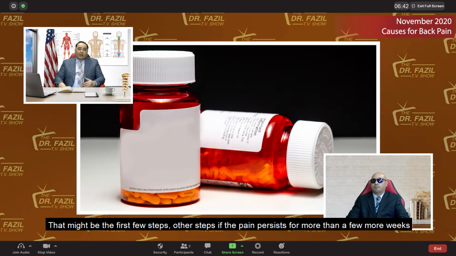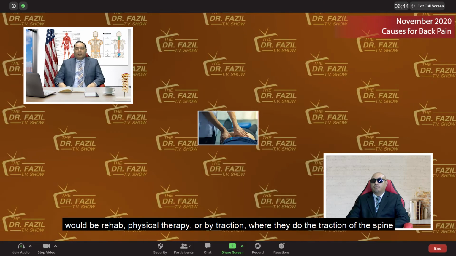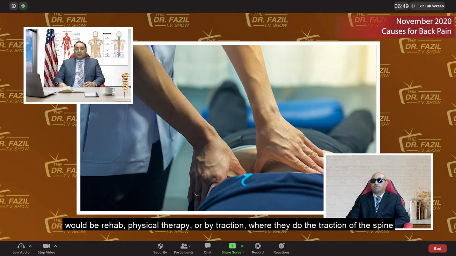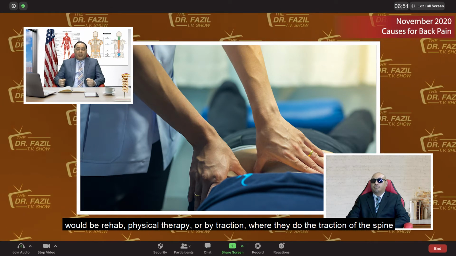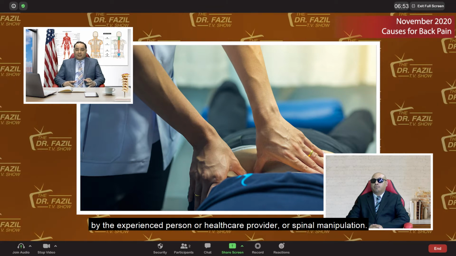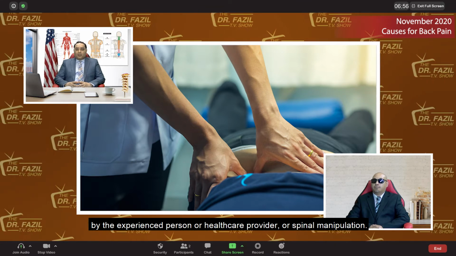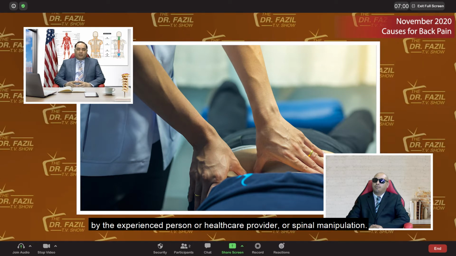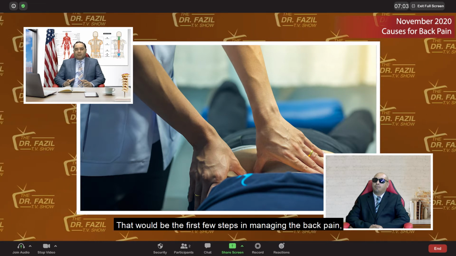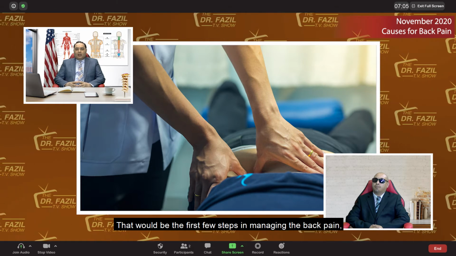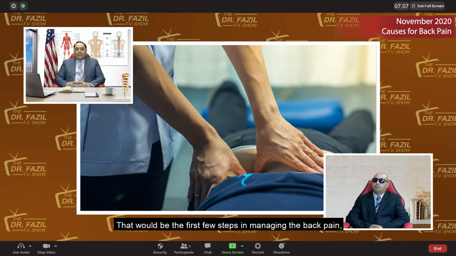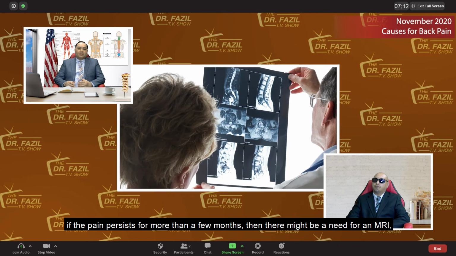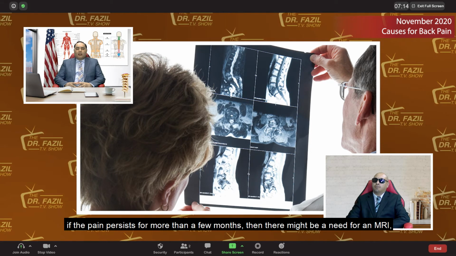Other steps, if the pain persists for more than a few weeks, would be rehab, physical therapy, or traction, where the spine is tractioned by an experienced person or healthcare provider, or spine manipulation. That would be the first few steps in managing the back pain.